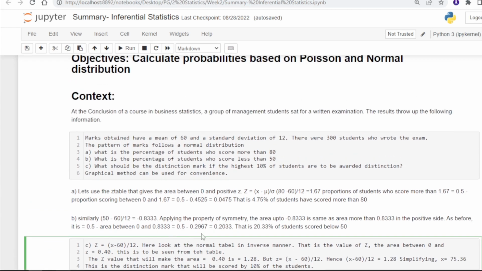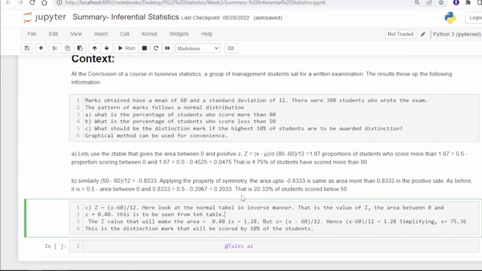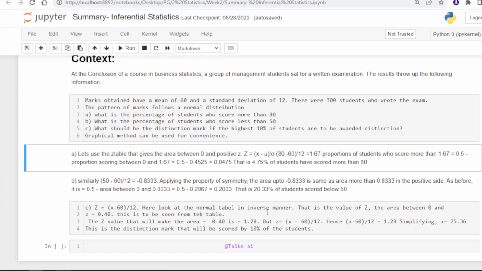So for this particular example also, you can do some notebook work. In the notebook you can try to calculate this and match the answer here.